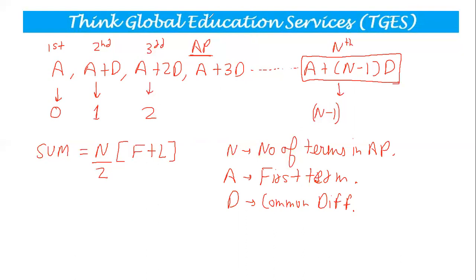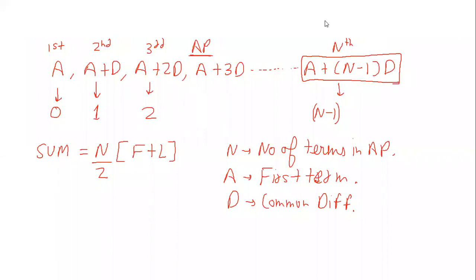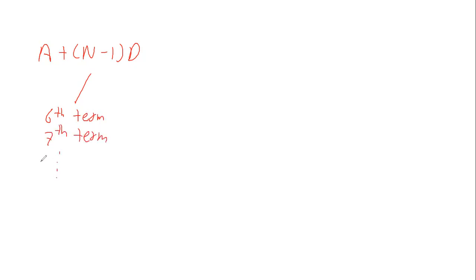So guys, if we talk about the significance of this formula, it is actually used for a couple of things. So I'm writing this formula here. The formula is A plus n minus 1 times D. Now this formula is used for two things. First, it is used to figure out any particular term in the sequence. Suppose I need to figure out the sixth term or seventh term, or any particular term in the sequence, I'll use this formula.